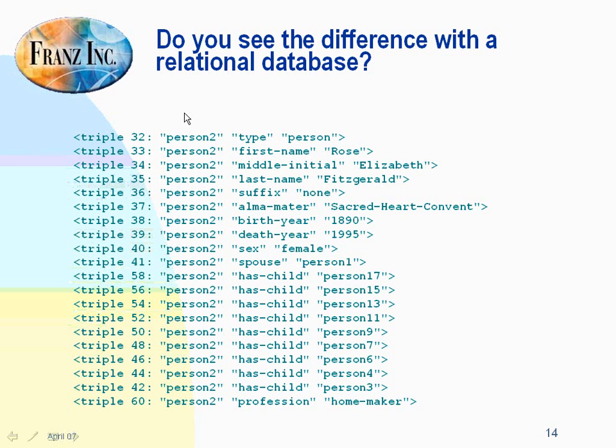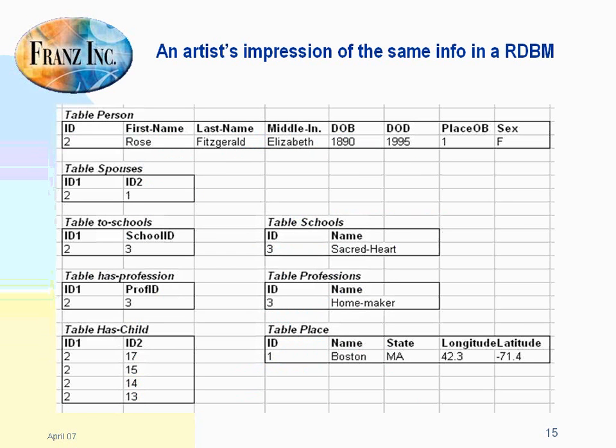And so if I take the same information here, if I want to put the same thing in a relational database, I will get this picture. So this is again the triple store that I will show you later in my demos. And if I would have to put the same triple store in a relational database, this would be roughly the schema that I use. So I would have a table person, where every person would have an ID, a first name, a last name, and a middle initial, a date of birth, a date of death, a place of birth, and a sex.